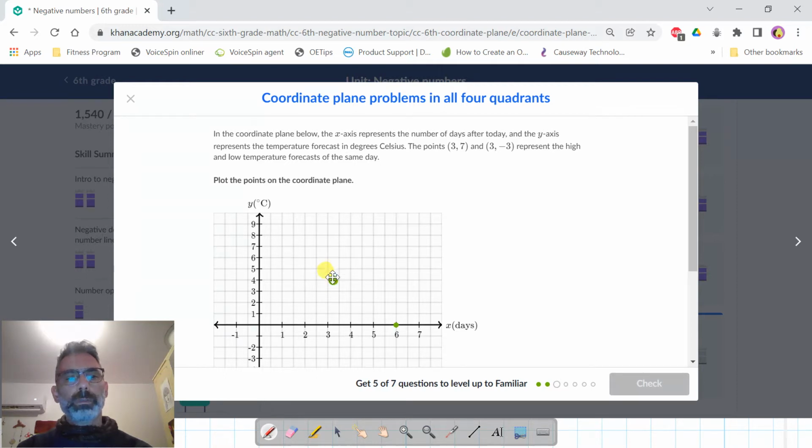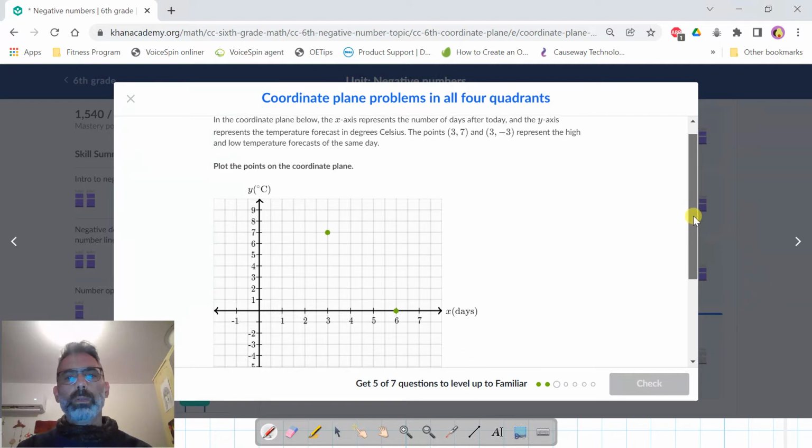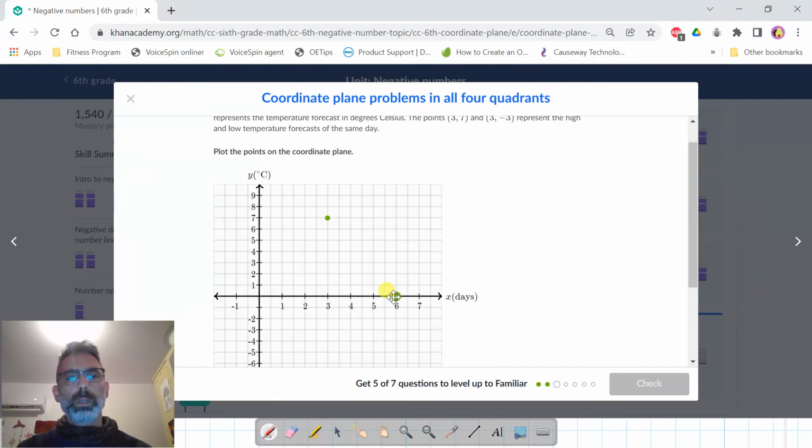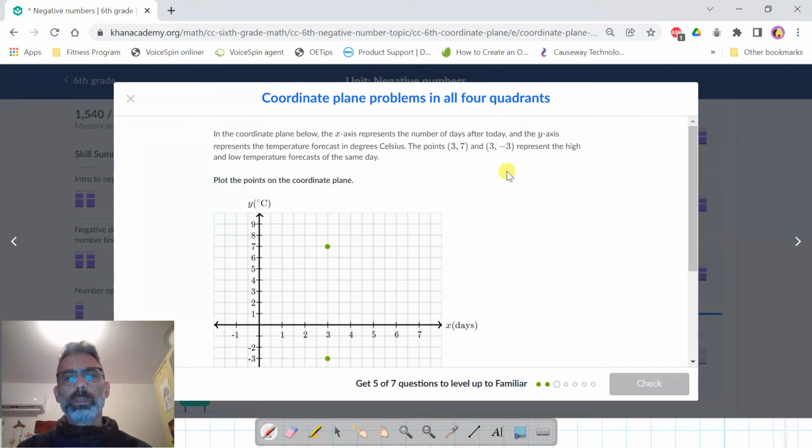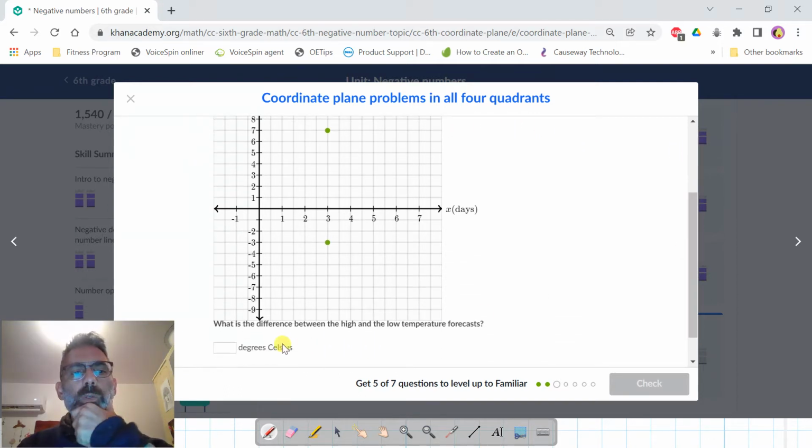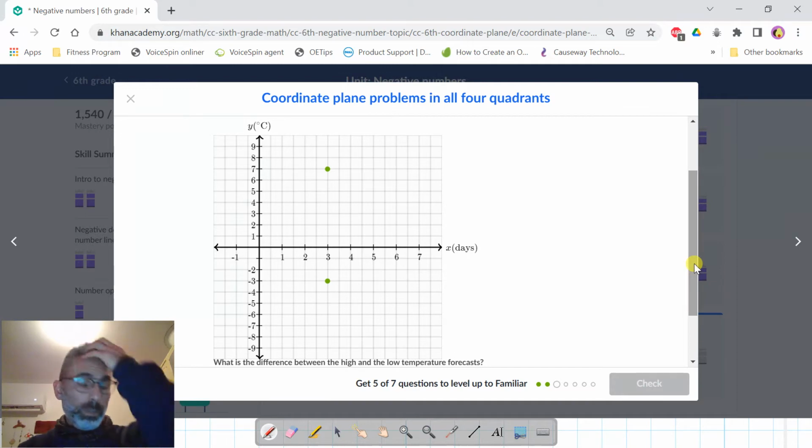(3, 7). So on the 3rd day, the high temperature is 7, and on the same day, the low temperature is -3. Okay. What is the difference between the high and the low temperature forecasts?